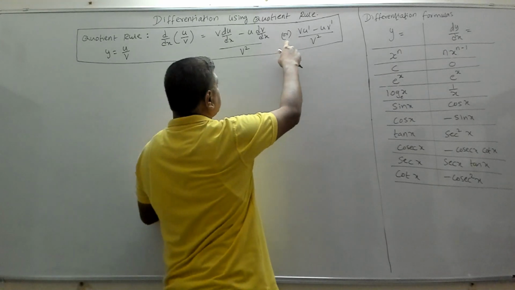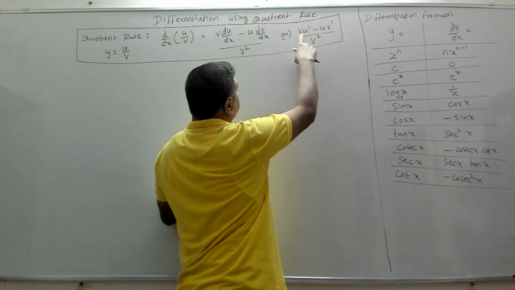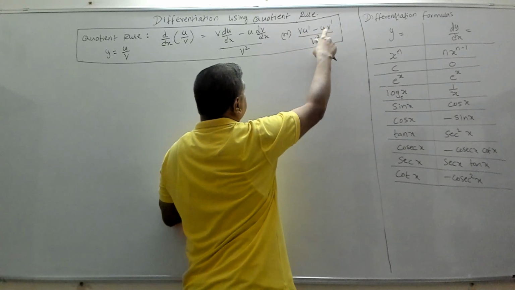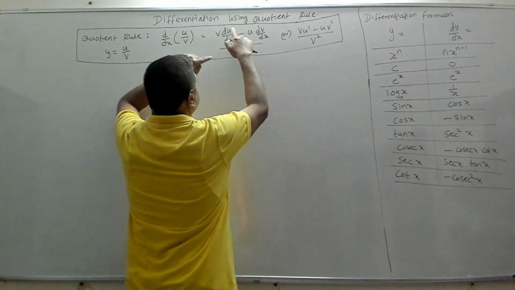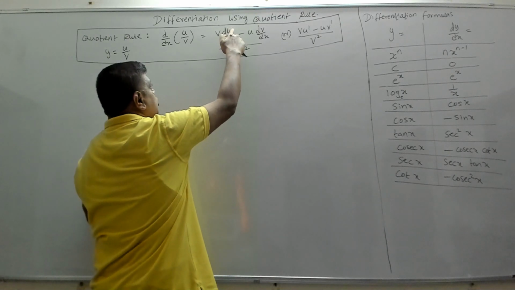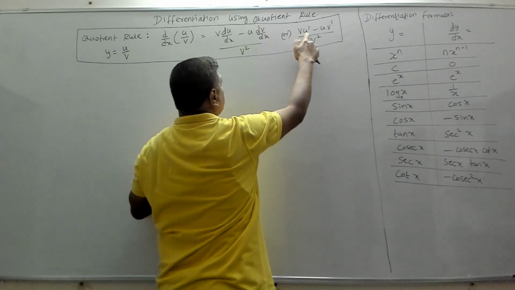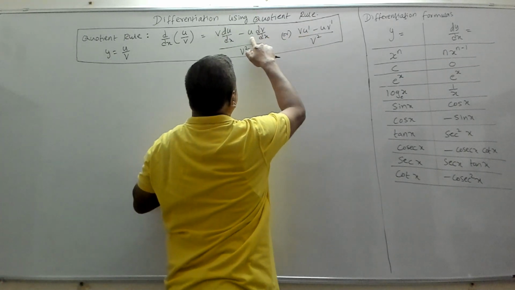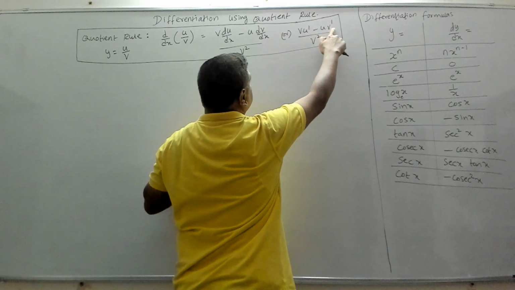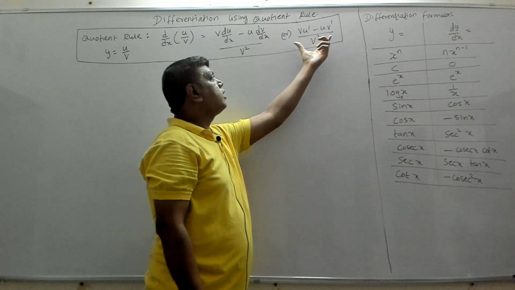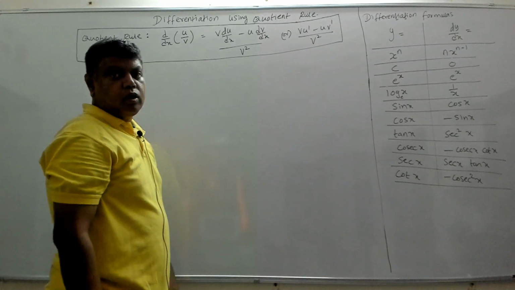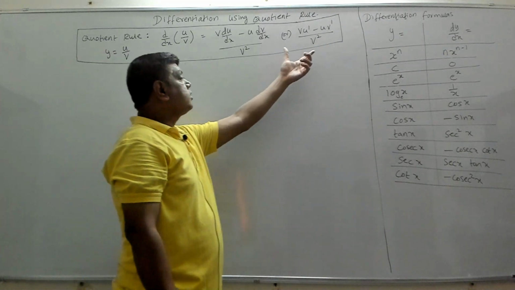This can also be written in short form as vu dash minus uv dash by v square, which means this v is this v, and u dash means differentiating u with respect to x, which means du by dx is represented as u dash, and dv by dx is represented as v dash. So either we can have the form like this, or we can represent the quotient rule in short like this.